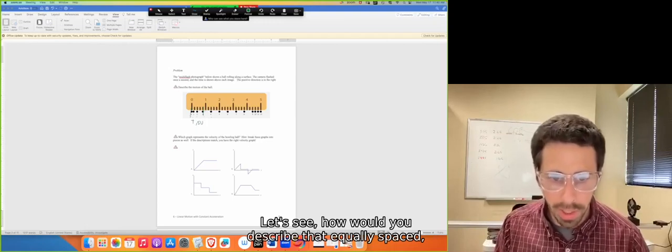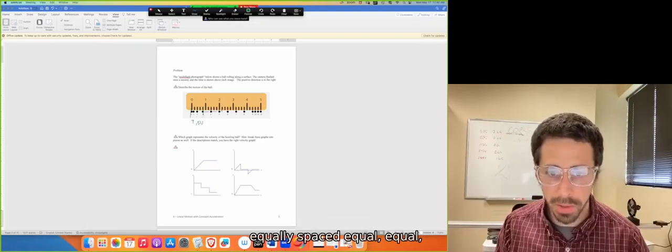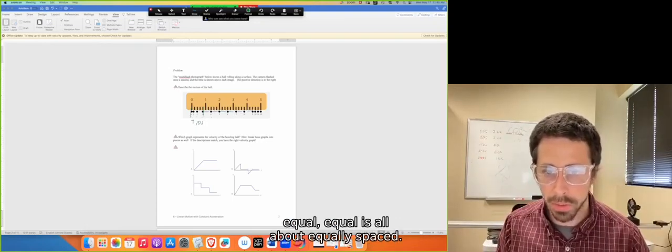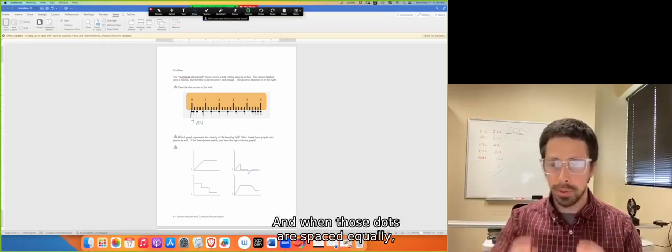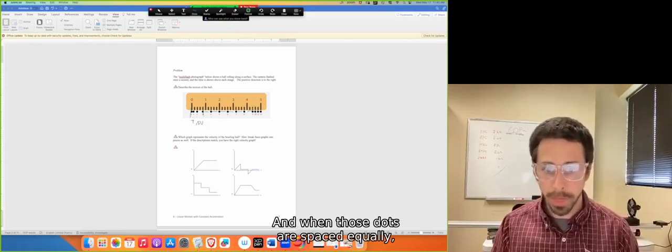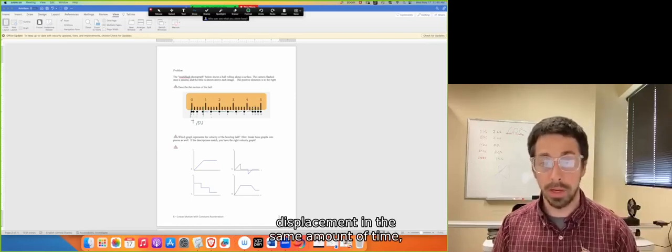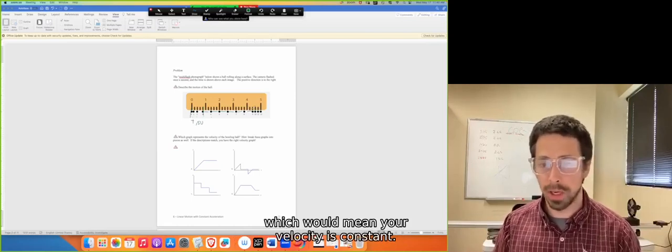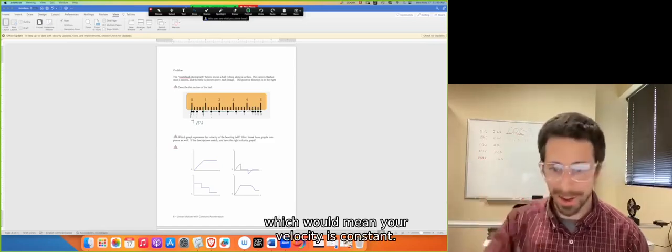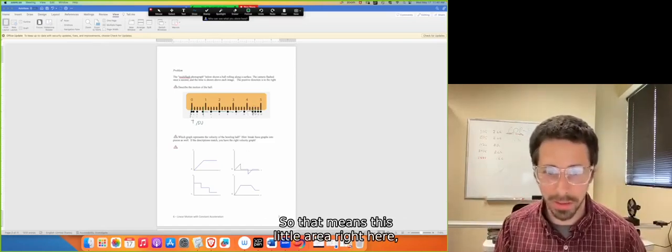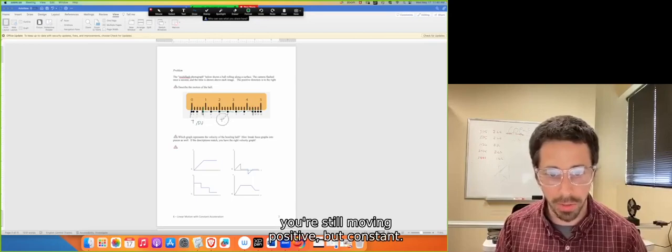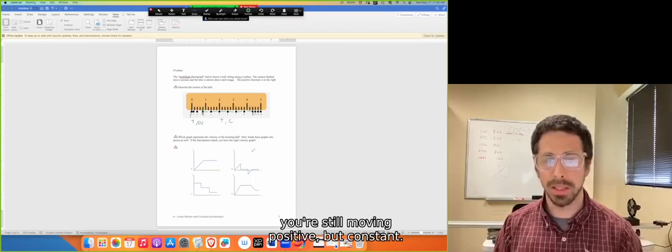Let's see, how would you describe that? Equally spaced, equal, equal, equal. It's all about equally spaced. And when those dots are spaced equally, you're going the same amount of displacement in the same amount of time, which would mean your velocity is constant, right? So in this little area right here, you're still moving positive, but constant.